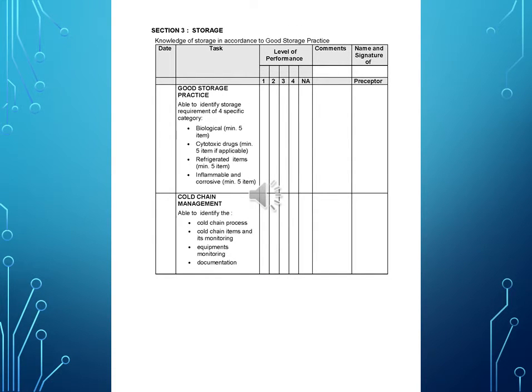Section 3. Storage. Storage in accordance to good storage practice. Date, task, level of performance, comments, name and signature of preceptor. Good storage practice: able to identify storage requirements of 4 specific categories. Biological, minimum 5 items. Cytotoxic drugs, minimum 5 items if applicable. Refrigerated items, minimum 5 items. Inflammable and corrosive, minimum 5 items. Cold chain management: able to identify the cold chain process, cold chain items and its monitoring equipment and monitoring documentation.